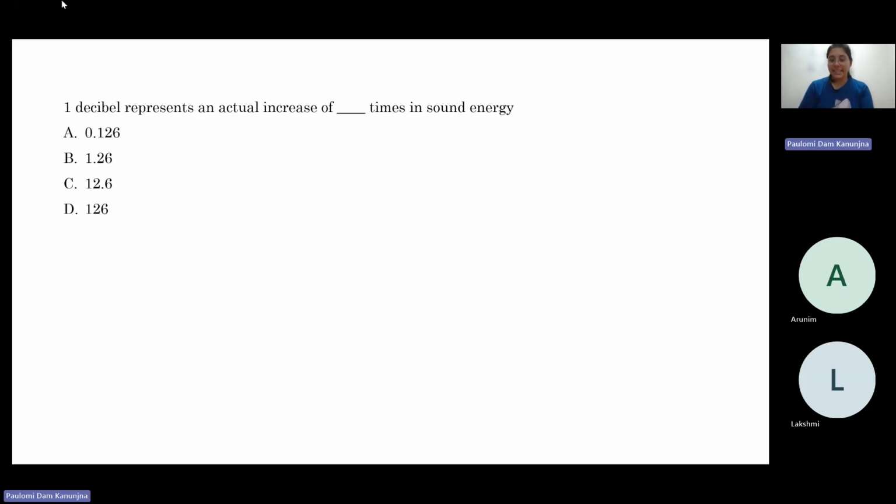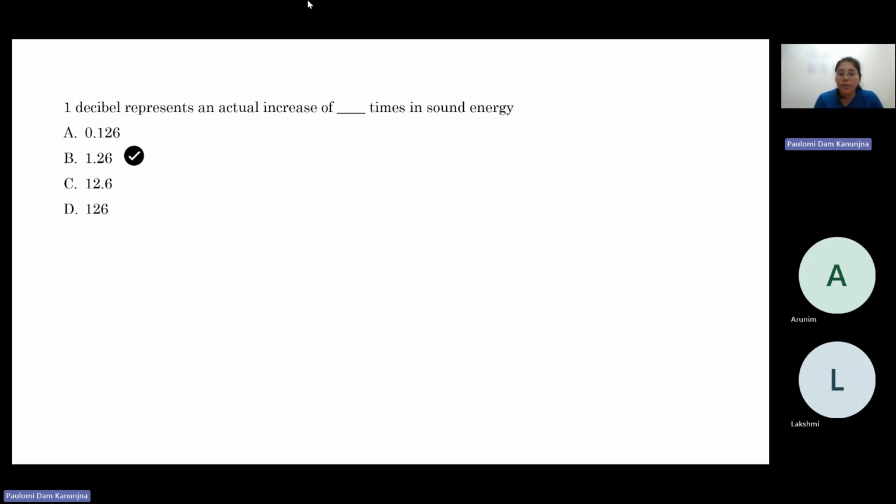Okay. So nice. So the answer is 1.26. Now let me explain what happens here. So 1 decibel. dB full form itself is decibel. Just remember this first. Now this decibel is actually a logarithmic unit, a logarithmic unit of expressing ratios of power.